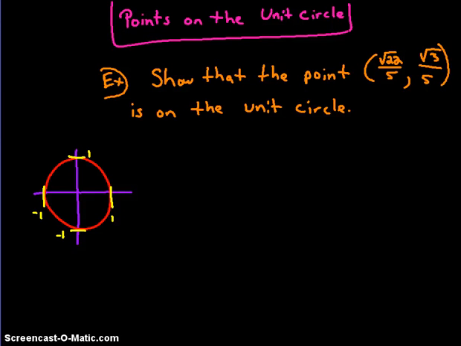So, points on a unit circle. The directions here say show that the point square root of 22 over 5 and square root of 3 over 5 is on the unit circle. Basically, if you understand what a unit circle is, it's a circle so that all the radii have a length of 1. So that length right there would be 1. If I made another radius right here, that length would be 1. So again, that's a unit circle because the radius all around that is always going to wind up being 1.